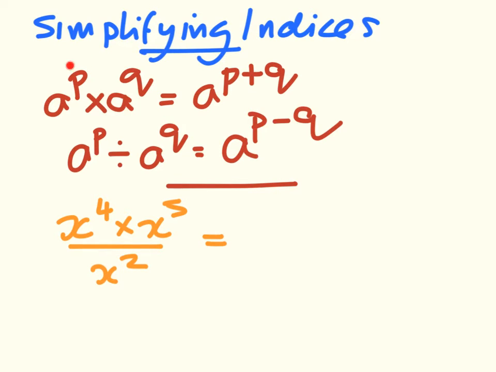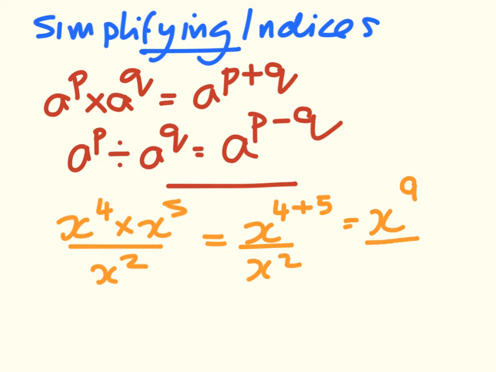First thing we do is we use the first rule on the top. So we have x to the power 4 times x to the power 5. We're going to do 4 add 5, which gives us x to the power 9. The bottom, don't do anything with. Now we're going to use the second rule for dividing, where we take away the powers. And 9 take away 2 is 7, so my final answer is x to the power 7.